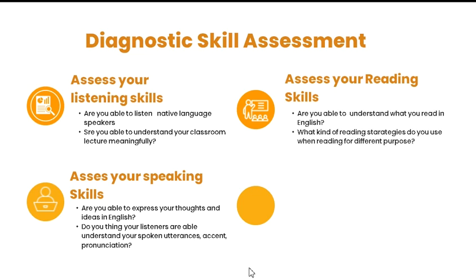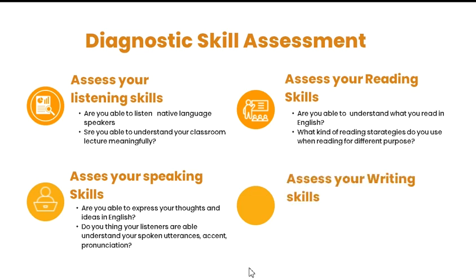In terms of your reading skills, are you able to understand what you read in English? Reading is not like uttering words, but understanding what is written, whether it's an email, fiction or nonfiction, anything you read, you need to understand. So what is your capacity in that way? What kind of reading strategies do you use when reading for different purposes? There are different strategies like skimming, scanning, and in-depth reading.